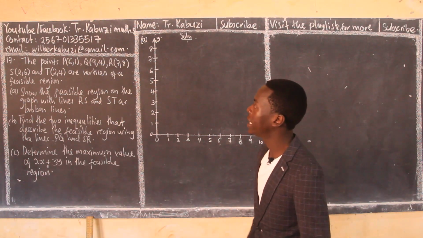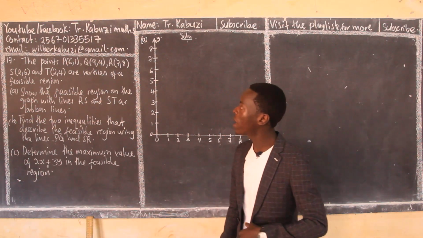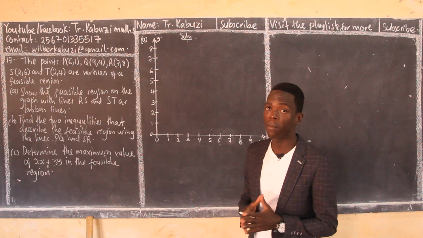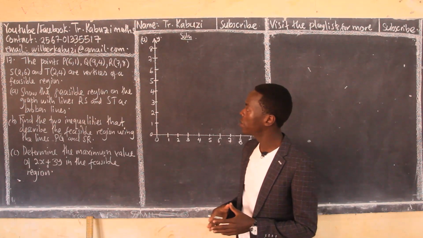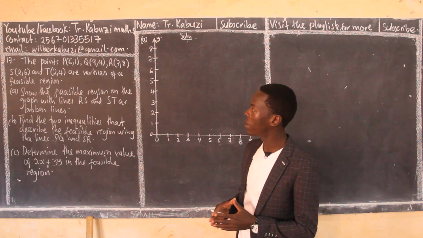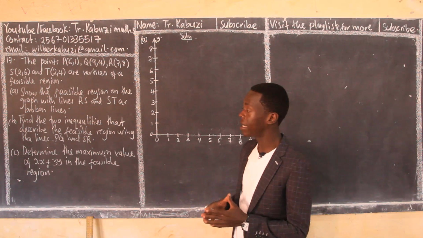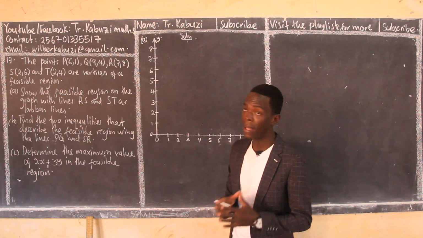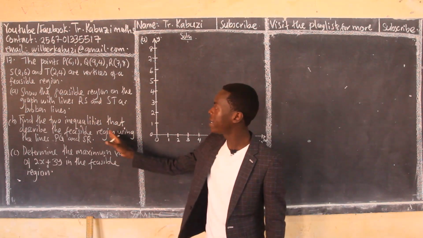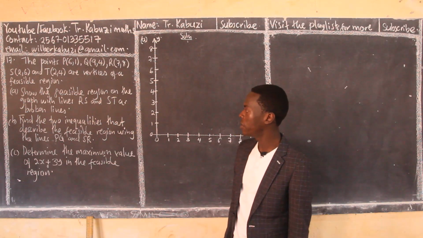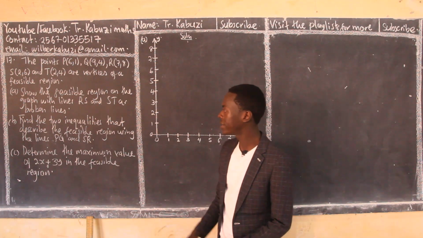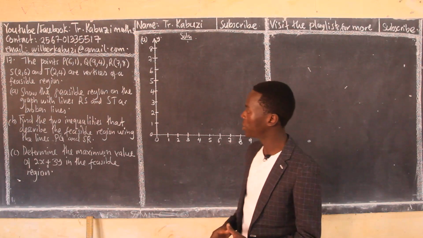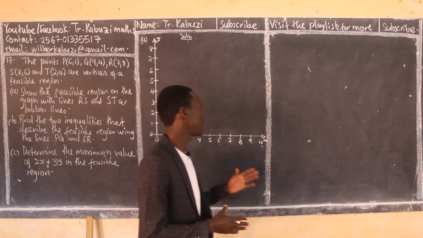This one was saying the points P, Q, R, S and T are vertices of a feasible region. Show the feasible region on the graph with lines RS and ST as broken lines. Now, they are specifying RS and ST as broken lines. Find the two inequalities that describe the feasible region using PQ and RS, and determine the maximum values using that equation. Now, here we start by plotting.